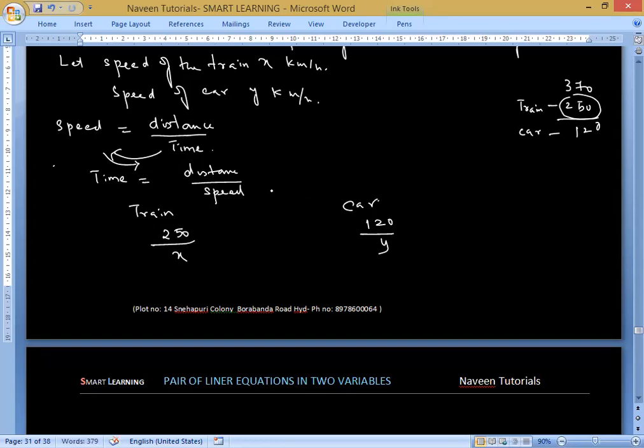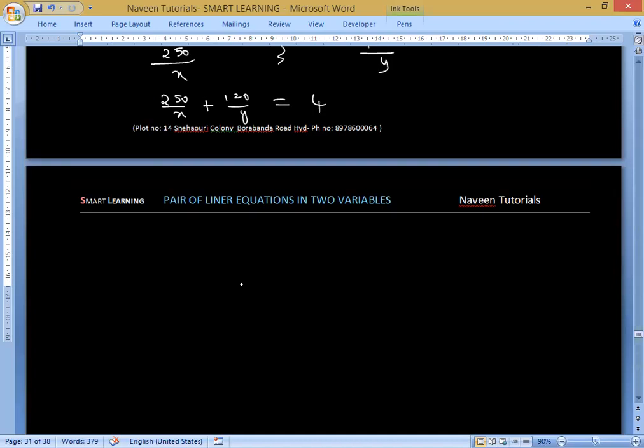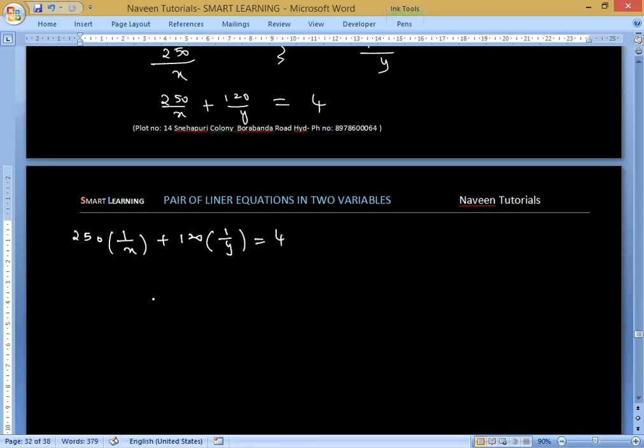Then I can write this as 250 by x plus 120 by y. So how much time is he taking? He is taking 4 hours. So 250 by x plus 120 by y is equal to 4. Then I'll make this equation 250 into 1 by x plus 120 into 1 by y equal to 4.